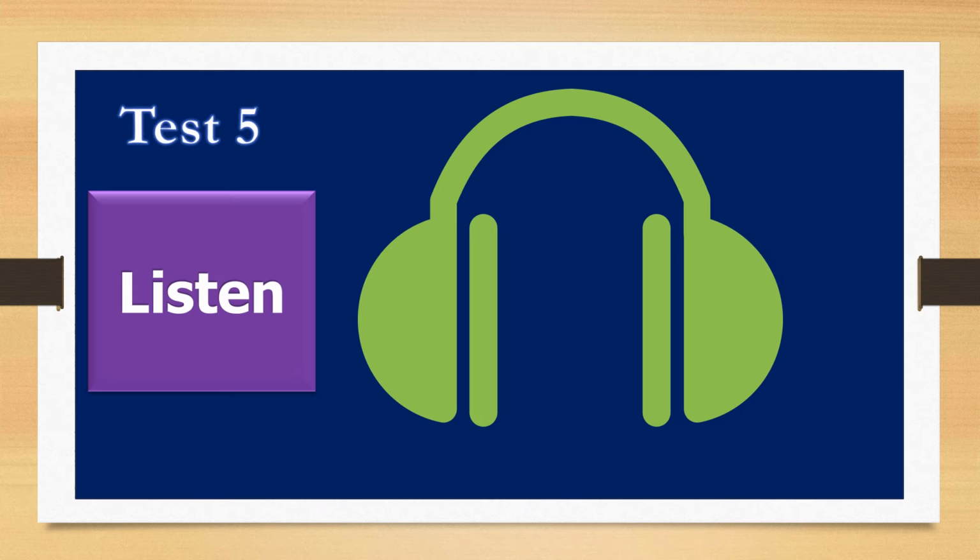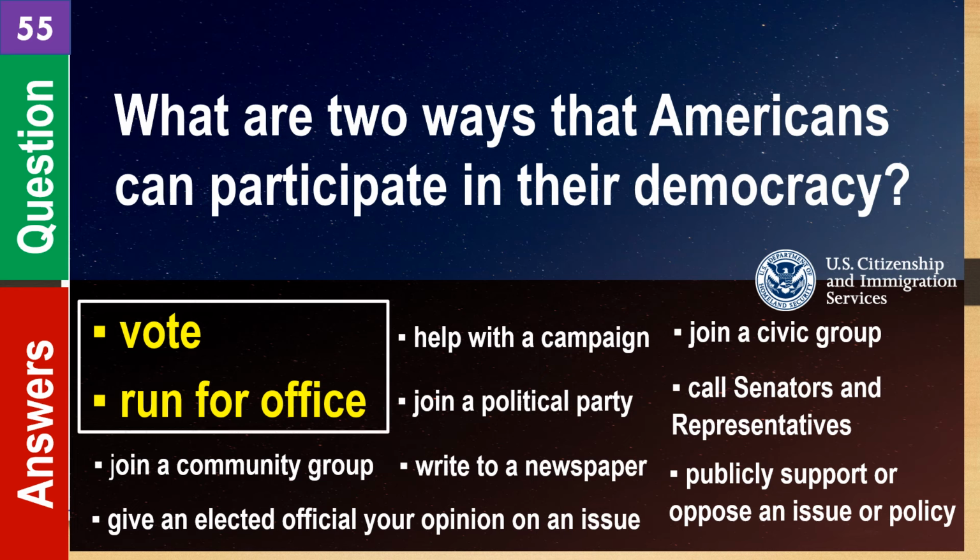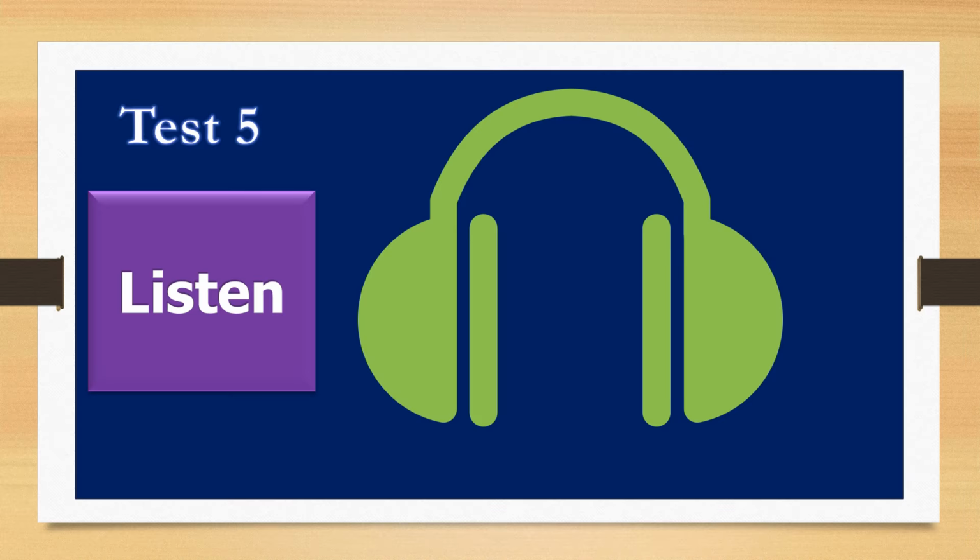What are the two ways that Americans can participate in their democracy? Vote, run for office. When was the Constitution written?